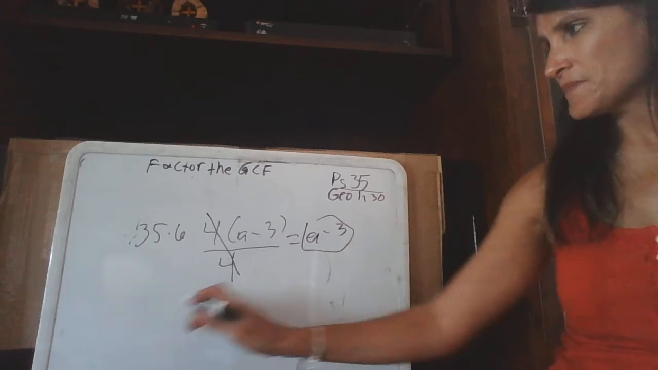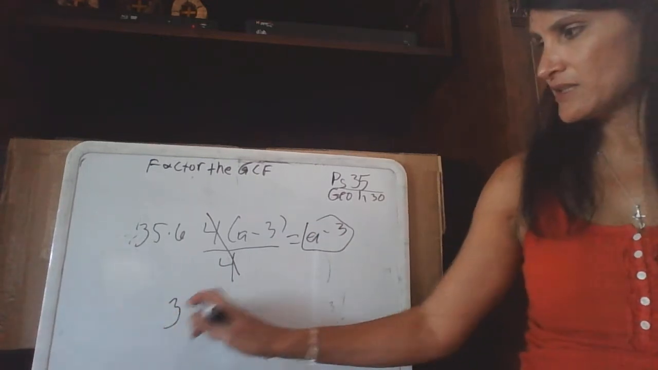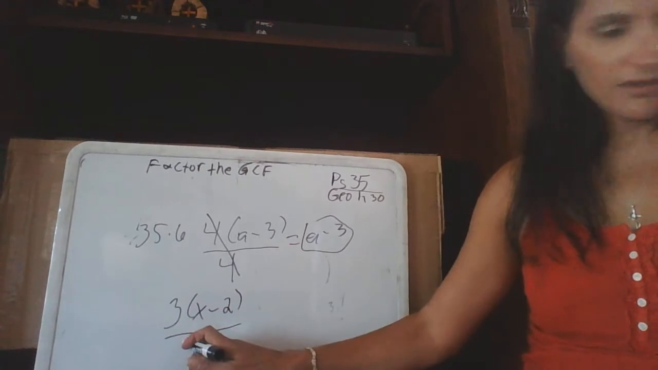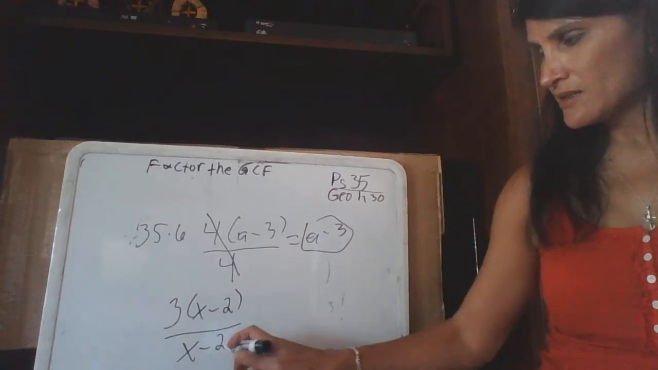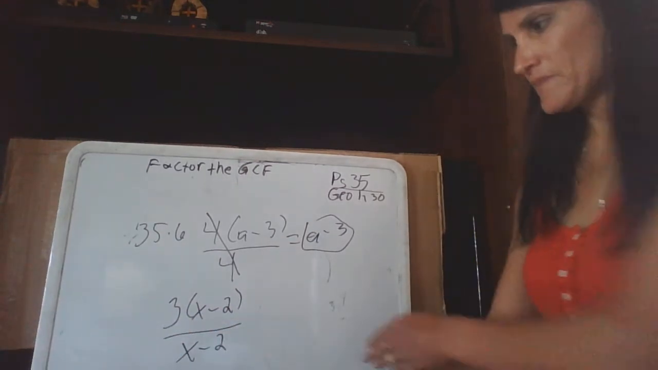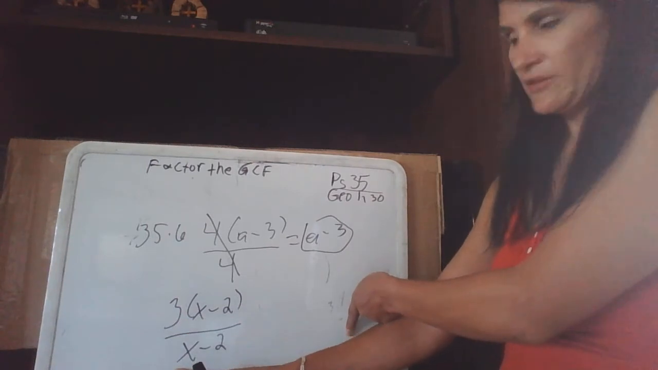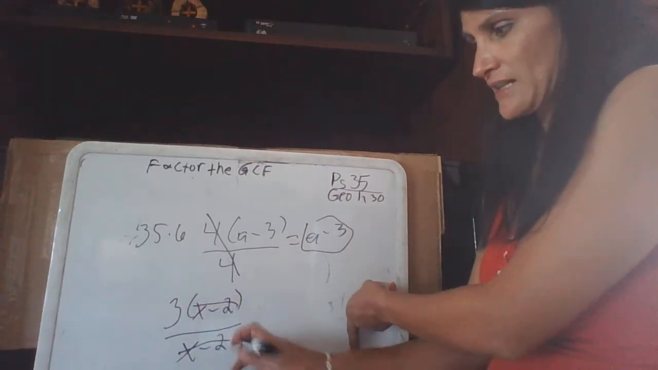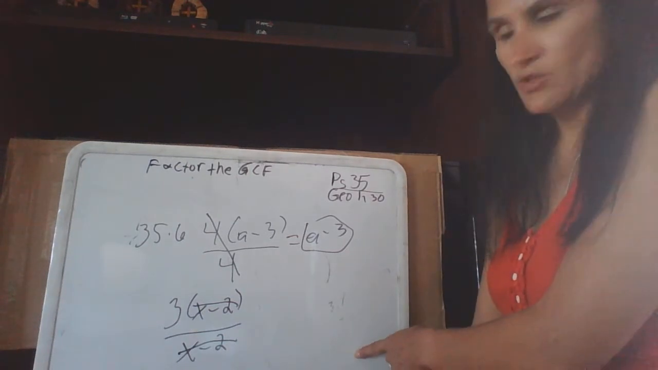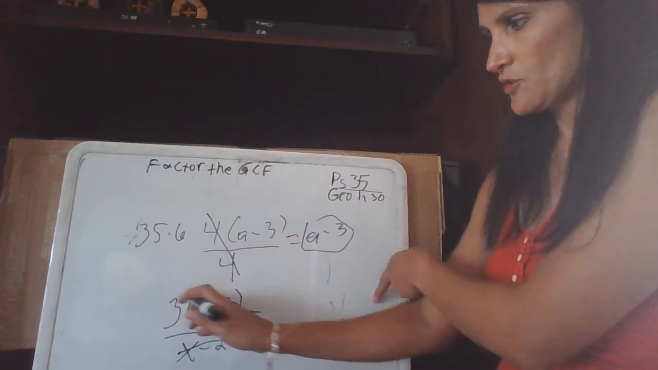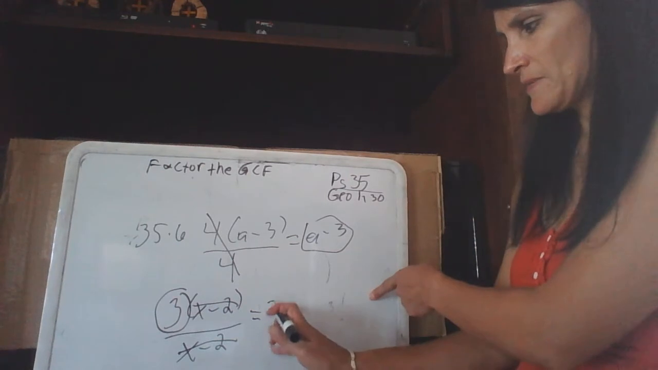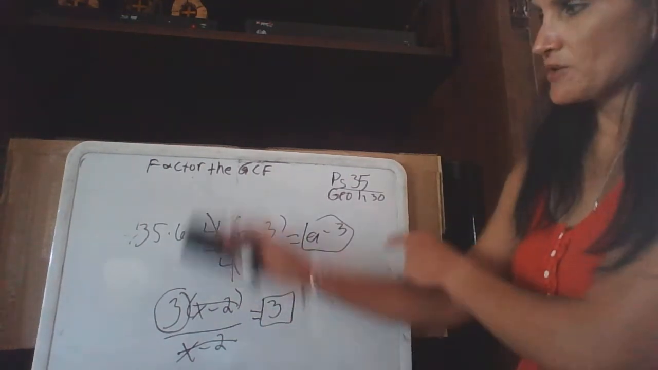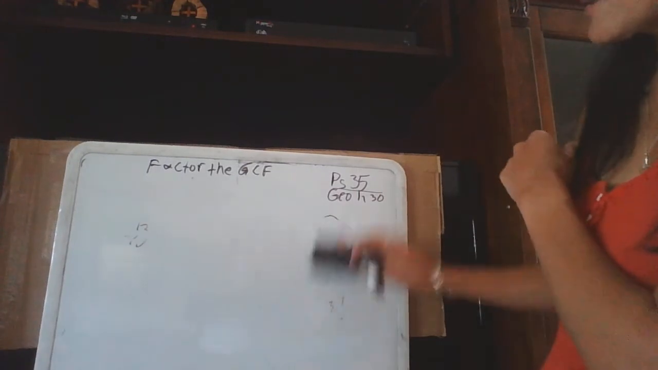That's perfect. The next one says 3x minus 2 over x minus 2. Now let's look. Well, the 3 doesn't have another 3 down here, so I can't cancel it. But the x minus 2 is exactly the same as x minus 2. So I can cancel those. What's left over? Only the 3. So your answer here would be 3.